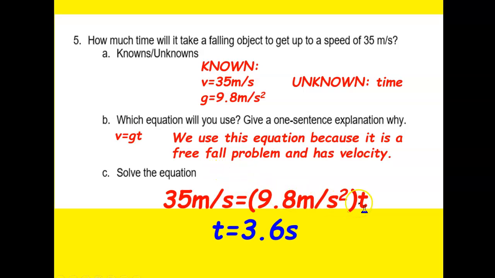Mathematically, since I'm solving for t, and it's being multiplied by 9.8, to get rid of the 9.8 meters per second squared, I'm going to divide both sides by the 9.8. So 35 meters per second divided by 9.8 meters per second squared, cancel out my meters and one of the seconds. So seconds is what I'm left over.